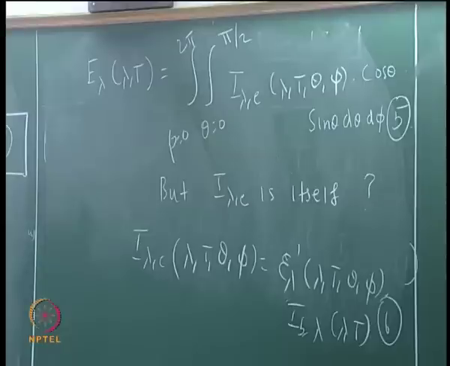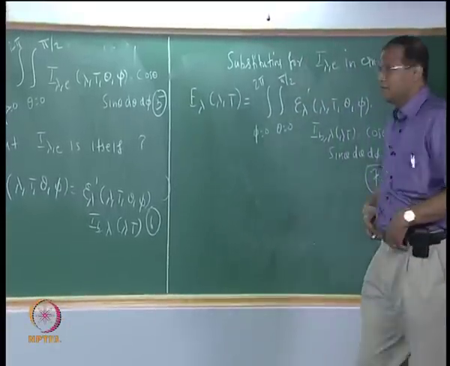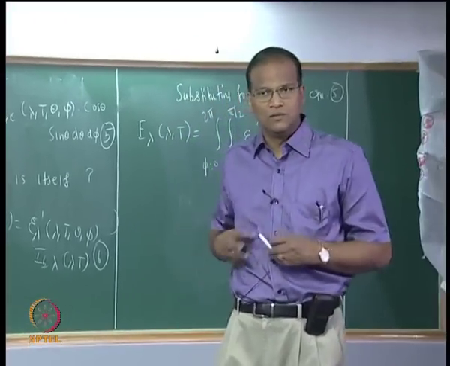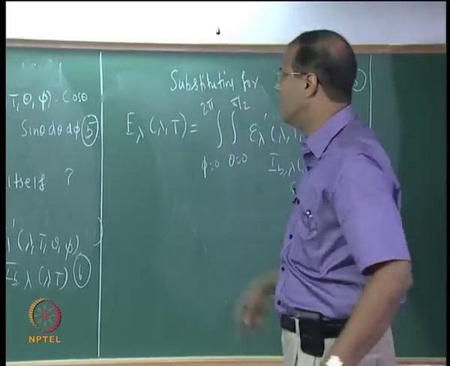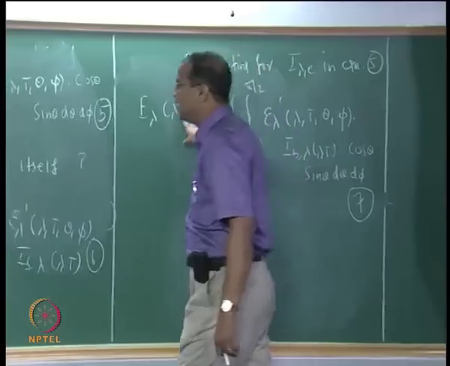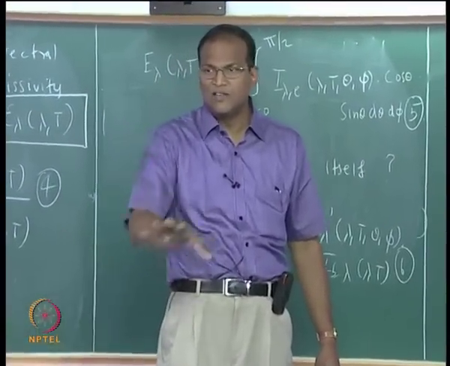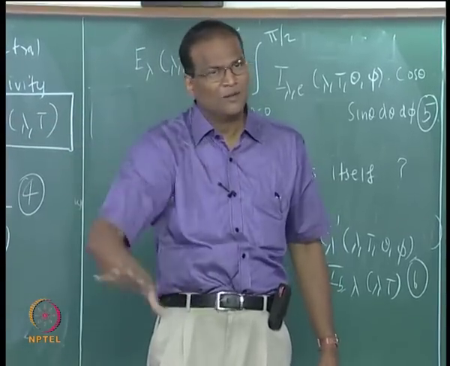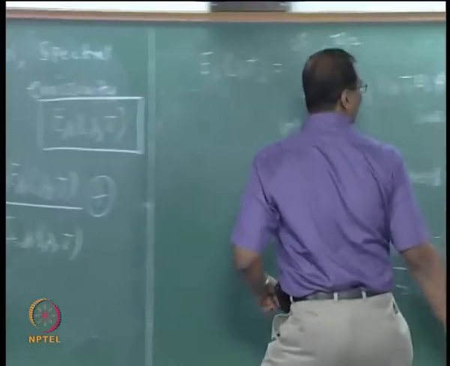Divided by what? No. But I am already able to see some silver lining, because I know I B lambda is not a function of theta and phi. So still some manipulations are possible. But before that, please look at the board, is it clear up to this stage? Before that, what I will do is I can substitute for E lambda in my original definition of epsilon lambda. You may just get the feeling that I am going like this, but very simple, my ultimate goal is I want to get this from this.